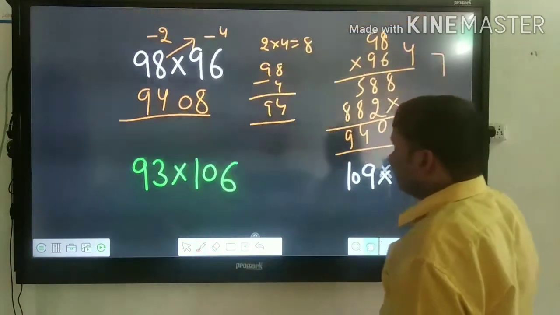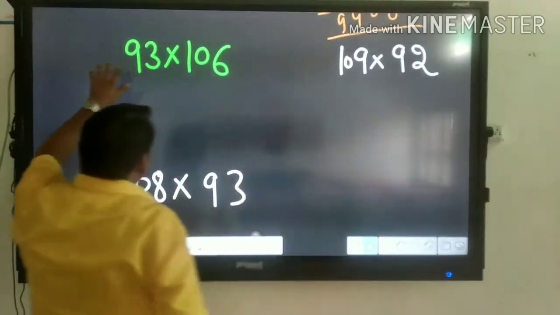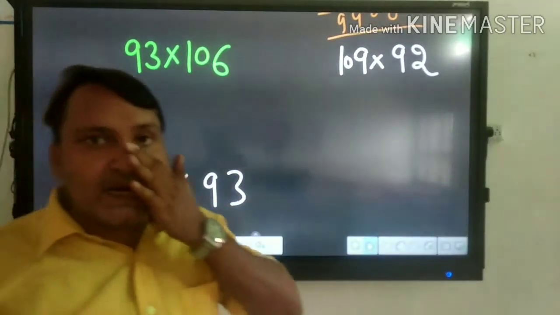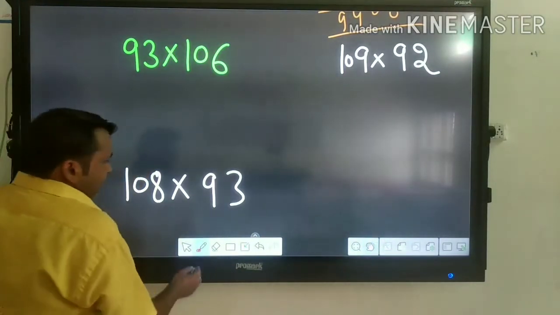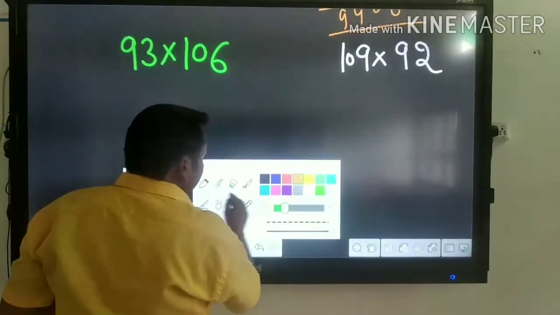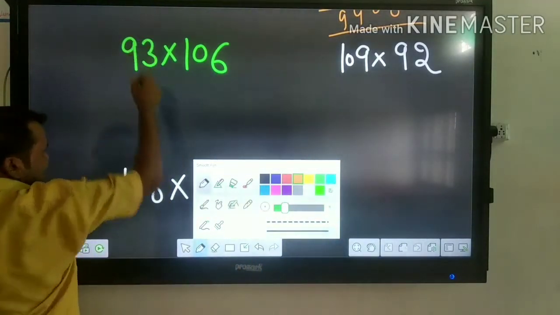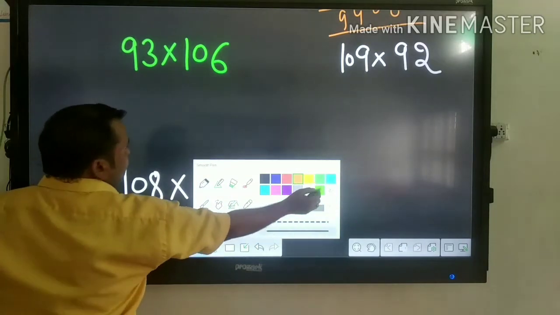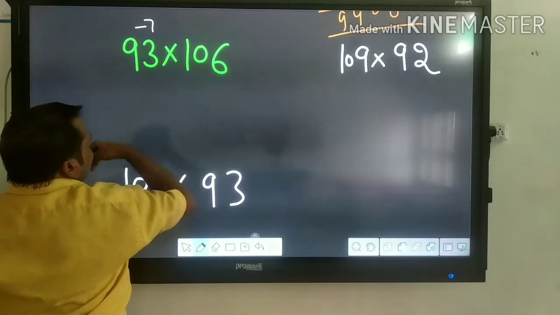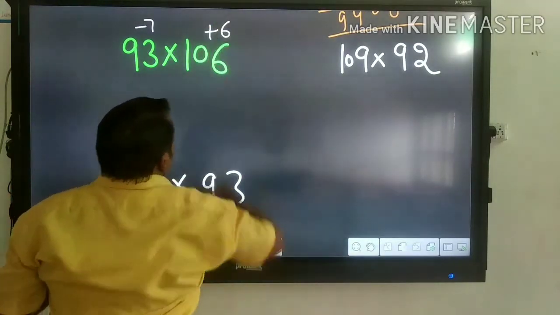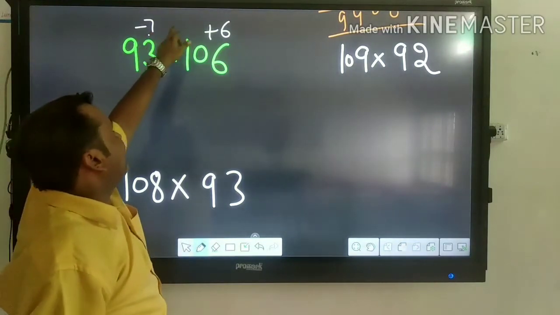Now if we go to the next case, where one number is less than 100 and one number is more than 100, what will be the method for this case? The method is up to 95% the same, but there is only one thing you have to keep in mind that will save your time and give you the accurate answer. 93 is 7 less than 100 and 106 is 6 more than 100. Now one is less and one is more.